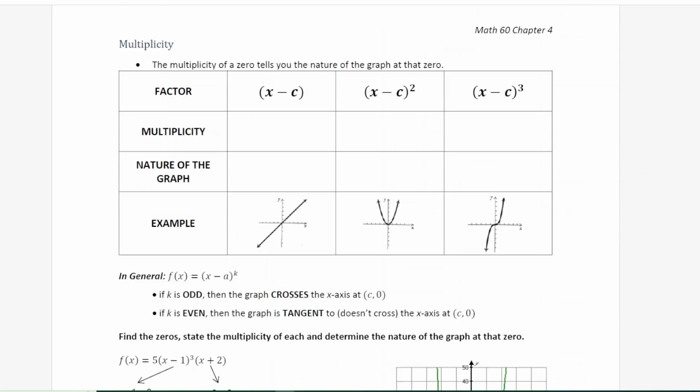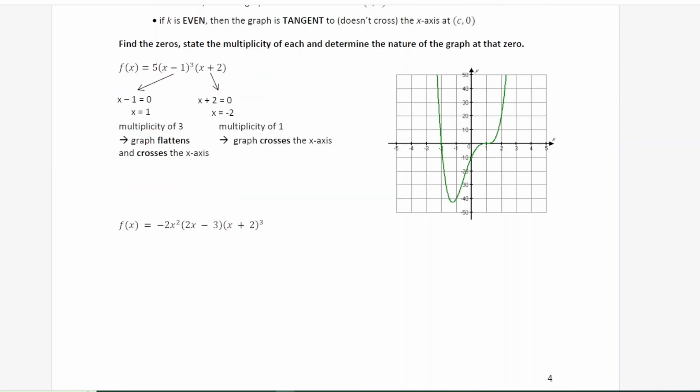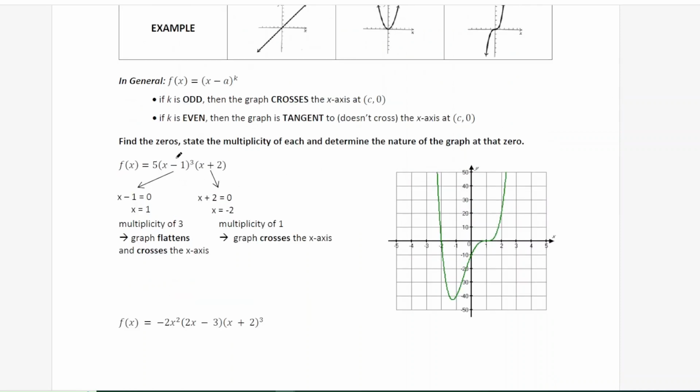So when a factor, or a 0, appears once, we say that it has a multiplicity of 1. But when you have a factor appearing twice, so squared, it would have a multiplicity of 2. And when you have a factor cubed, we would say that it has a multiplicity of 3. Now for 4.1, that's all you need to know. So if you go down here, it'll say state the 0, or find the zeros and state the multiplicity.